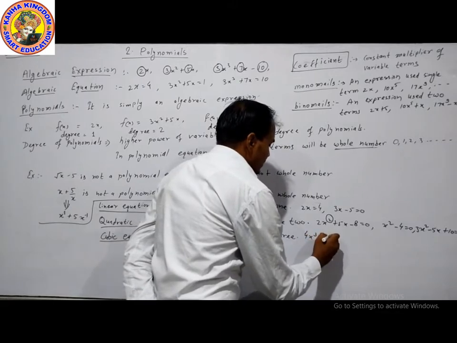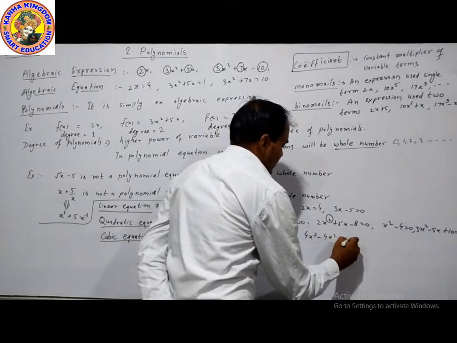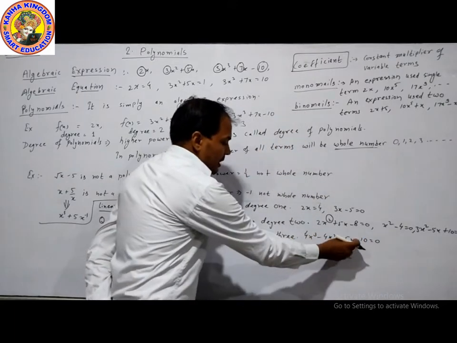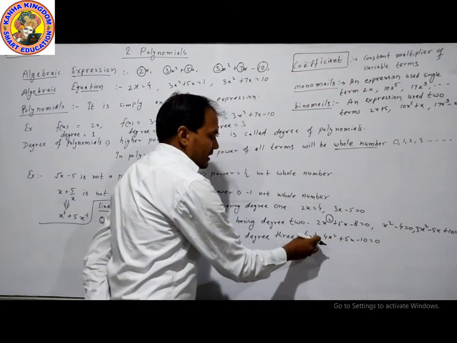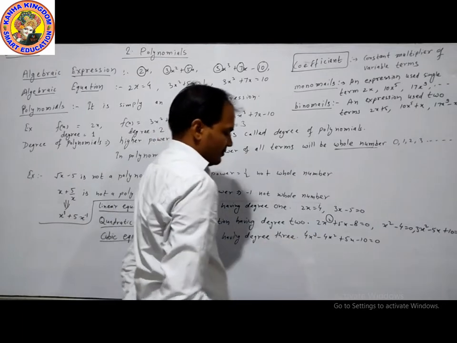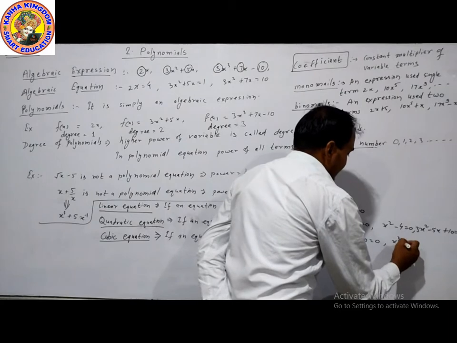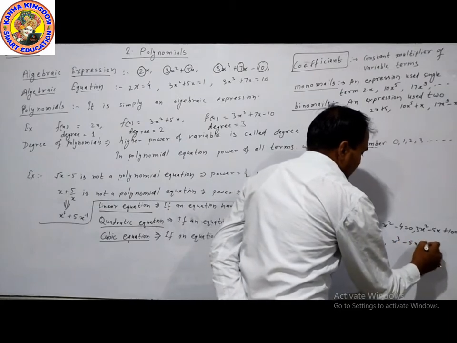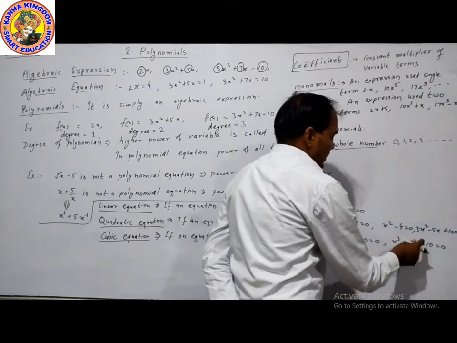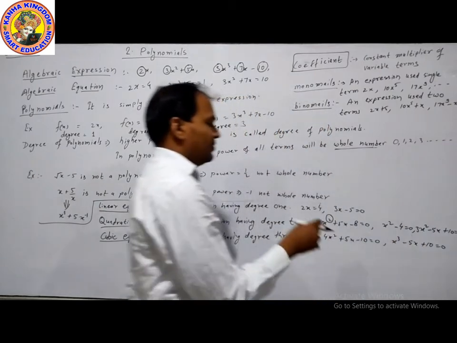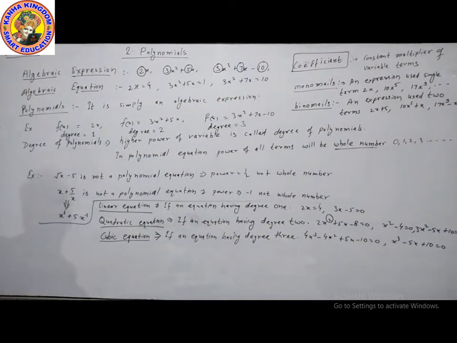4x cube minus 4x square plus 5x minus 10 is equal to 0. Here power is 1, 2 and 3, and the highest power called degree, so degree is 3. This is our cubic equation. Next is x cube minus 5x plus 10 is equal to 0. Here power is 1 and 3, so degree is 3. This is our cubic equation.